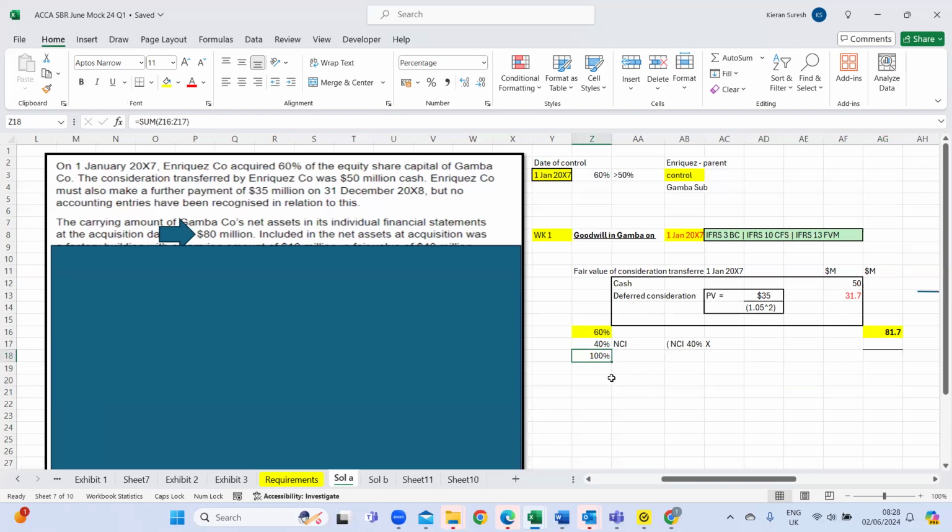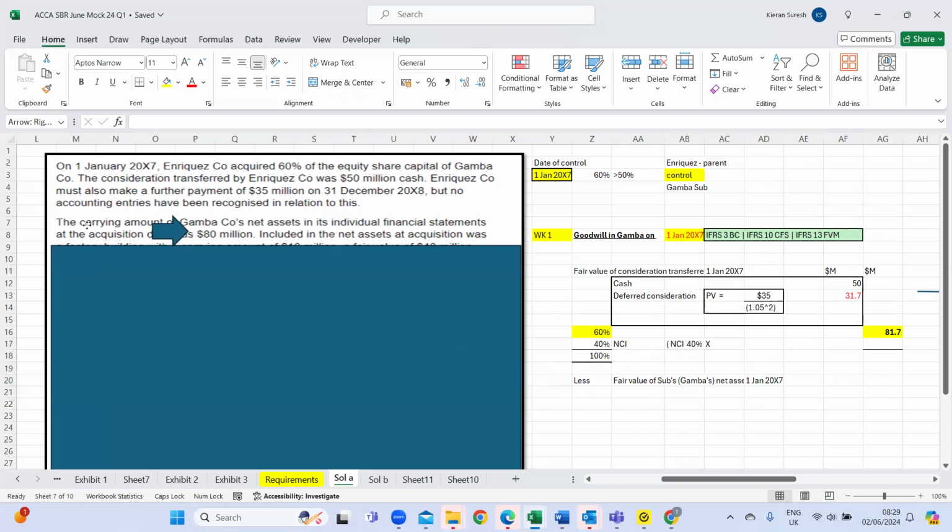Therefore, because we are considering the 100%, we also need to know the total fair value of the subsidiary's net assets, which is Gamba's net assets, right? For what date did I need it? For 1st January 2017. That was the date for this calculation, everything for this particular date. But they have not given me the fair value. I need the fair value.